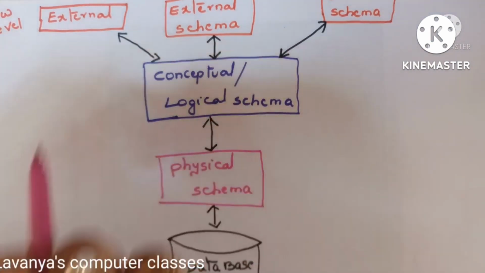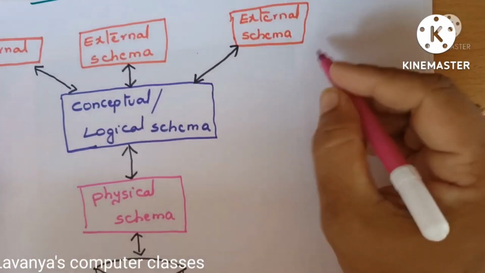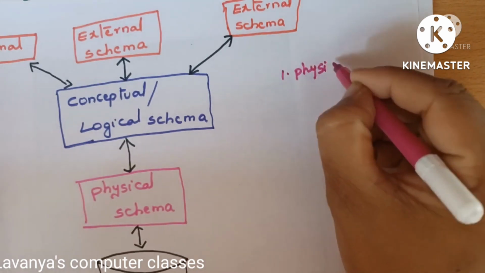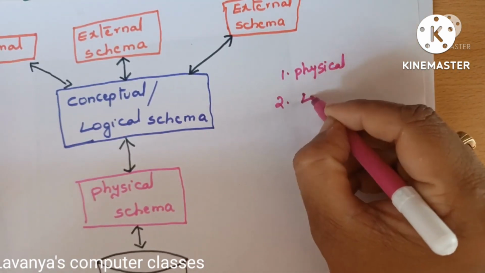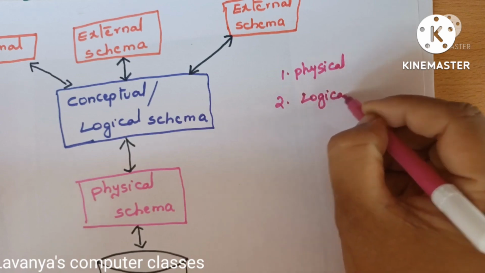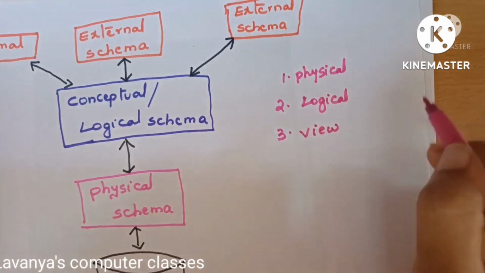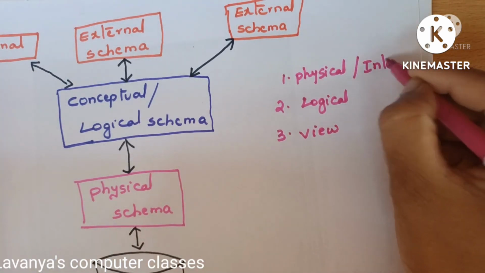So what is the 3-level architecture? This is the diagram for the 3-level architecture. First we'll go over what the 3 levels are. What are the names of the 3 levels? The first level is the physical level architecture or physical schema. Second is the logical level, logical schema. Third is the view level, view schema. The physical level is also known as the internal level.